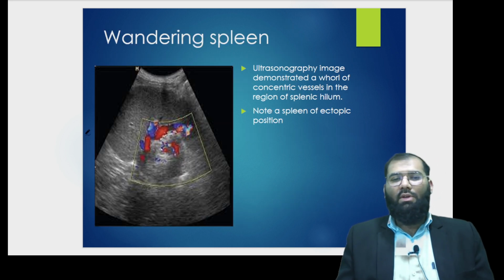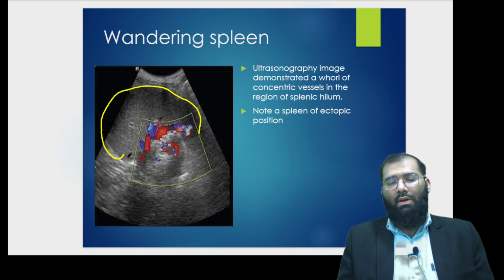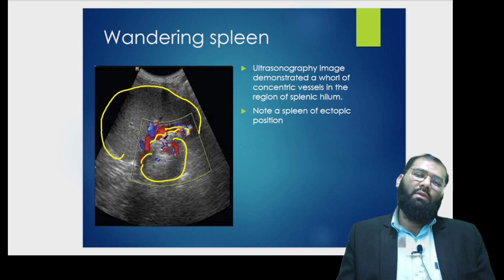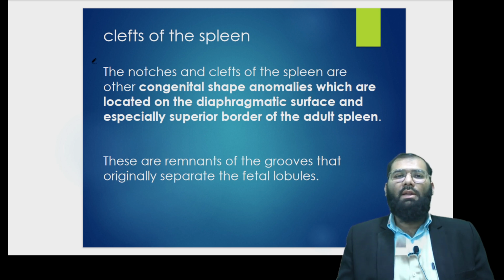Okay, so now look here. In this case you can see that this is spleen, and a wall of concentric vessels is seen in the region of the hilum, and you can note that there is a spleen of ectopic position, with a vascular pedicle. This is sometimes there in the case of spleen. Now another important variant is clefts of spleen.